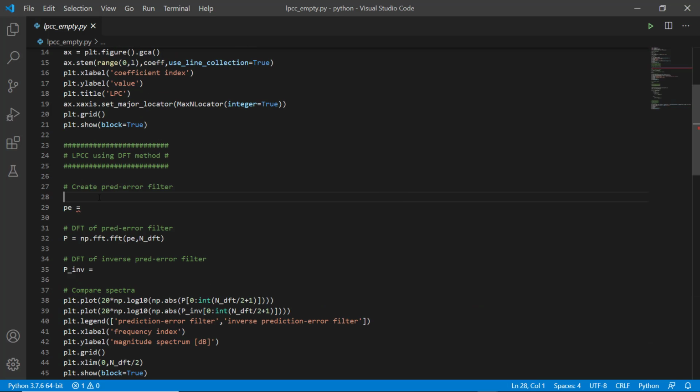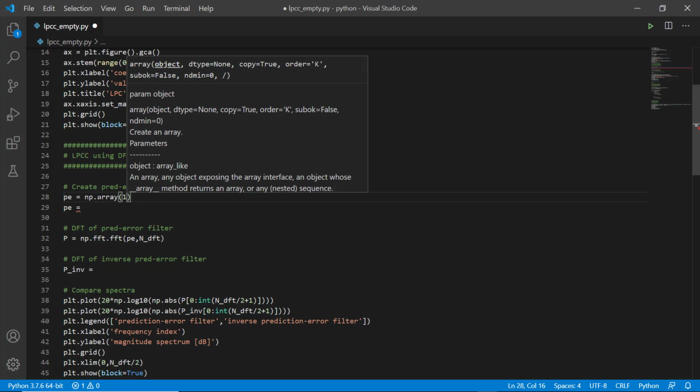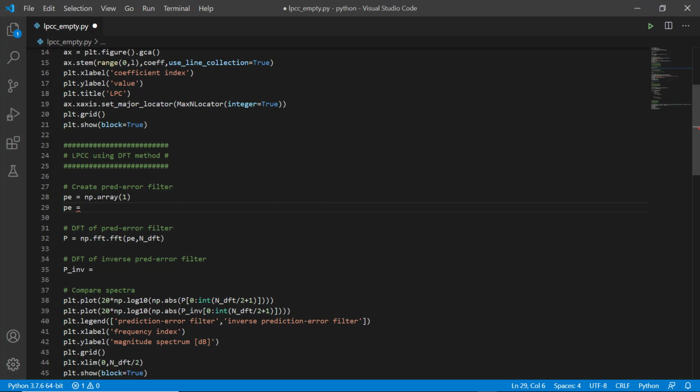Okay, so let's start by creating the prediction error filter. And as you know, that starts with a leading one. So we just create a variable that is a NumPy array of 1. And then we can use NumPy's append function to append our prediction filter coefficients, but with a -1 multiplied against them.